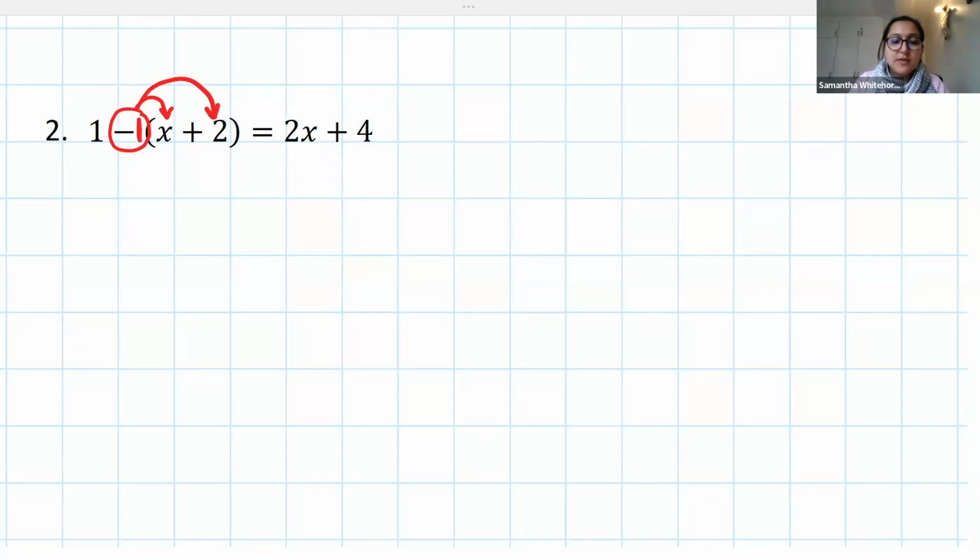Trying this one by yourself, I've given you quite an important hint, so hopefully we were listening. Otherwise, look at the screen and let's give it a try. Let's see what we get for x.